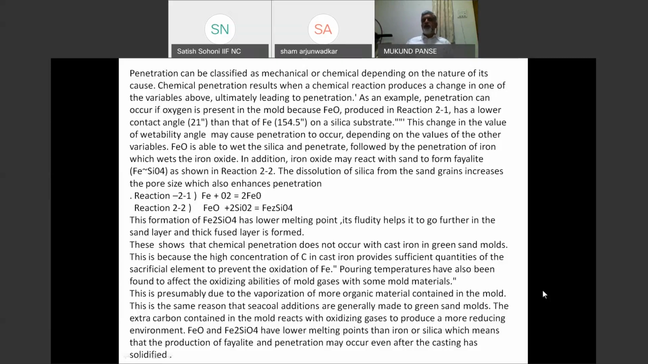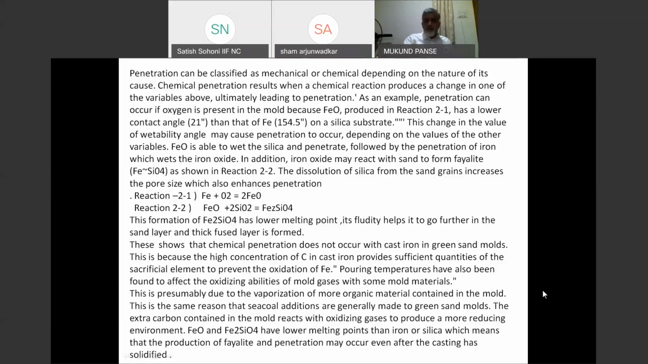The FeO formed has a much lower melting point, and at the melting temperature of the metal, the fluidity is very high. So it starts reacting with the silica and forms Fe2SiO4, which again has a very low melting point. This doesn't happen in cast iron because the carbon in cast iron is itself high. The FeO basically doesn't get formed.